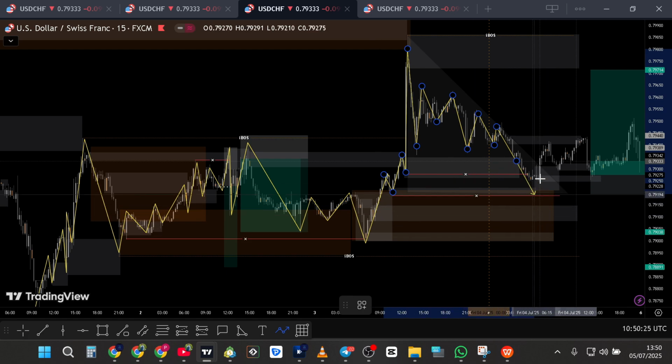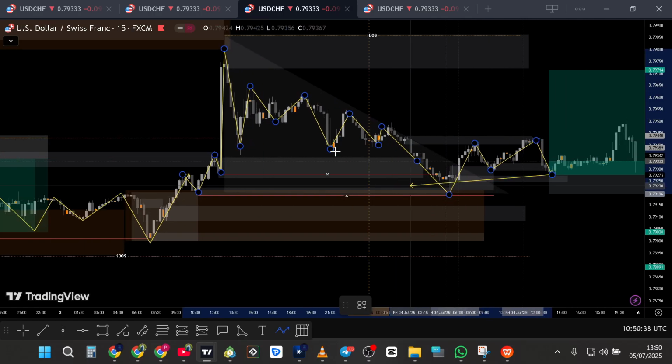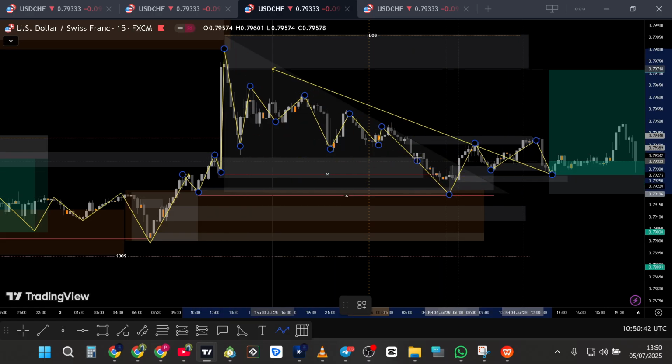So from that low, we had a change of character around here, and then price went up. Price ranged again inside this supply before it came down. As you can see, this is another triangle. I hope it's visible enough for you to see. This was another triangle built here with this pullback.